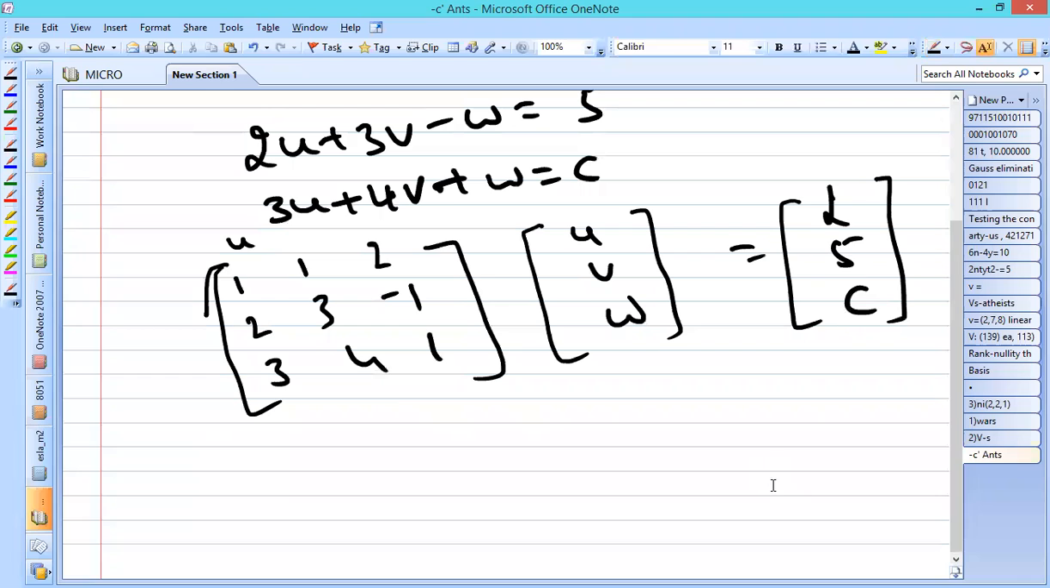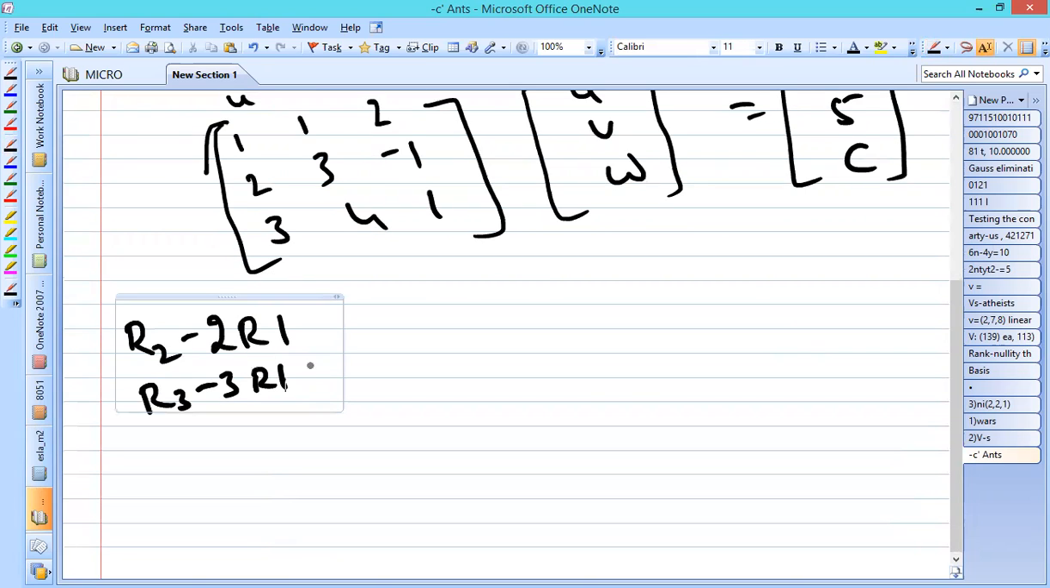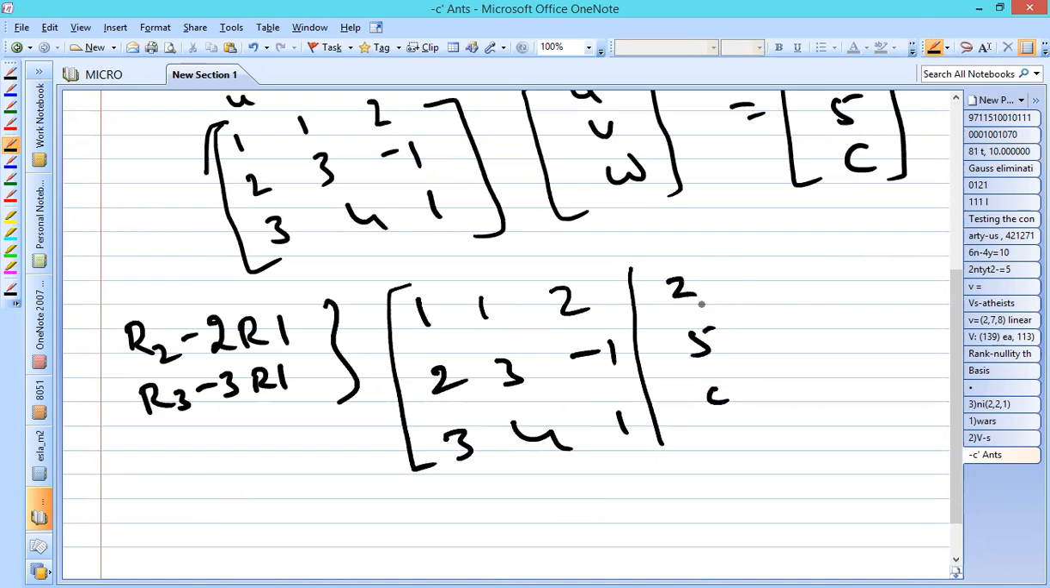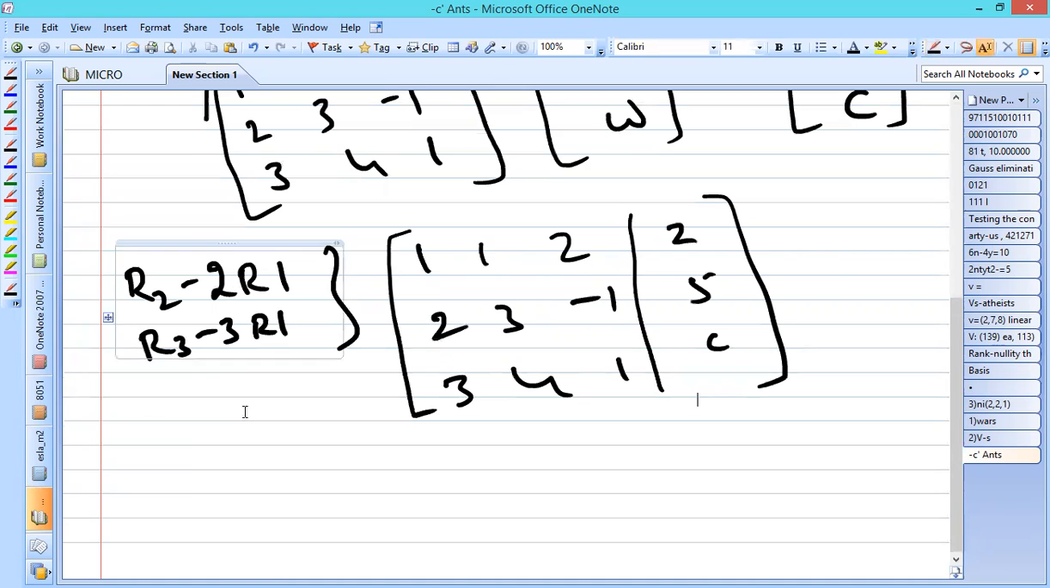Now on this, I'll give three operations: R2 minus 2 R1, R3 minus 3 R1, and write the reduced equation. Here you can go with the augmented matrix, club it and write the answer. Before performing this, I'll write this matrix, you just solve and tell me the answer. Write it like this and perform these operations on it.